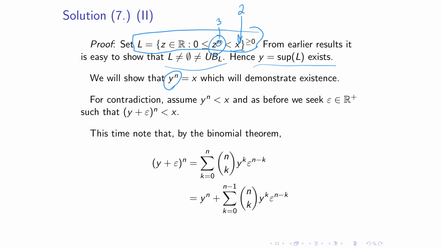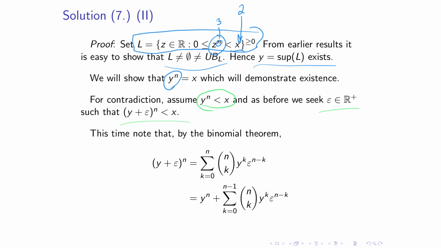As usual, assume for contradiction that y to the n is smaller than x. And at some later point, we should assume that y to the n is greater than x. We get a contradiction in both cases. Okay. In this case, as usual, we seek a positive epsilon such that y plus epsilon to the n is still smaller than x.